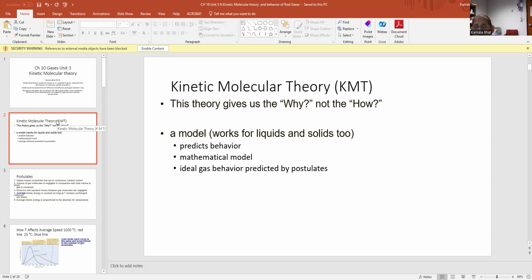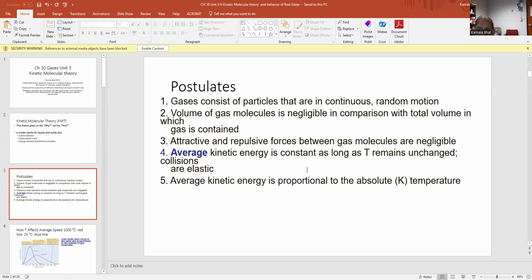So kinetic molecular theory, or KMT, gives us why, not how. A model works for liquids and solids too. It predicts the behavior. Mathematical model, ideal gas behavior, is predicted by postulates. What are the postulates? Well, there are 5 postulates, very simple to understand and comprehend.